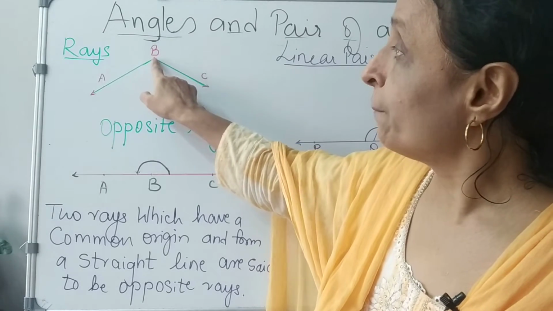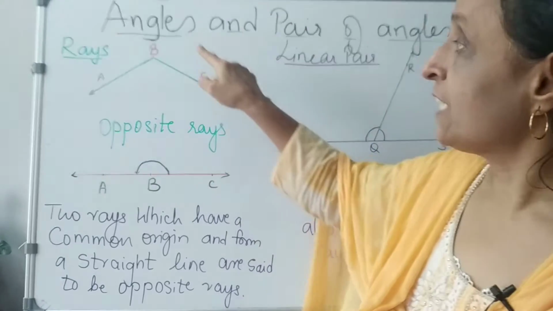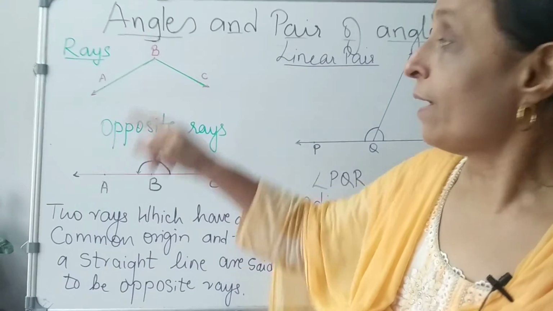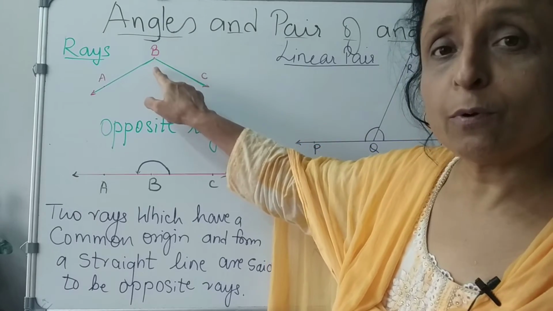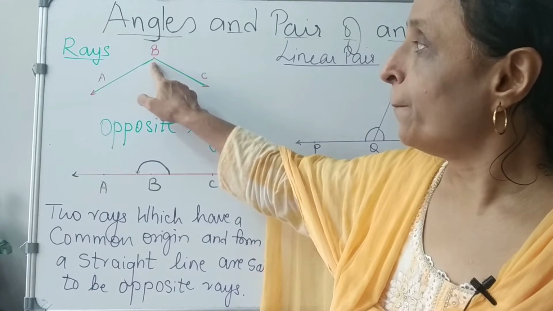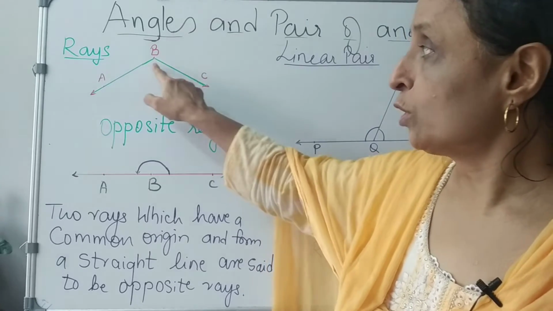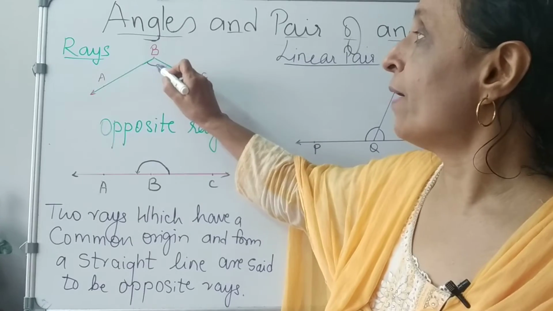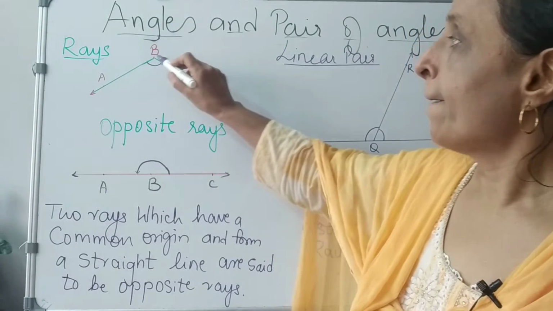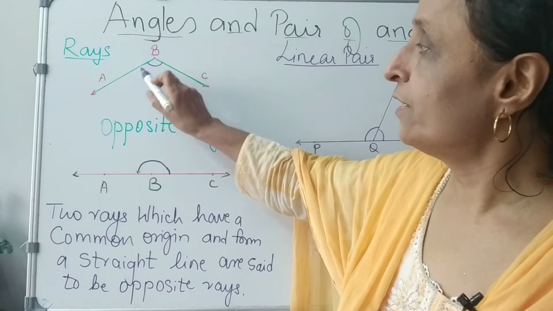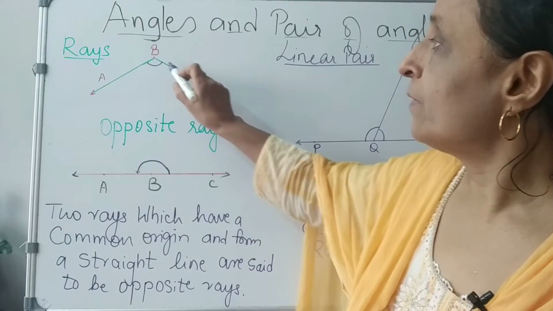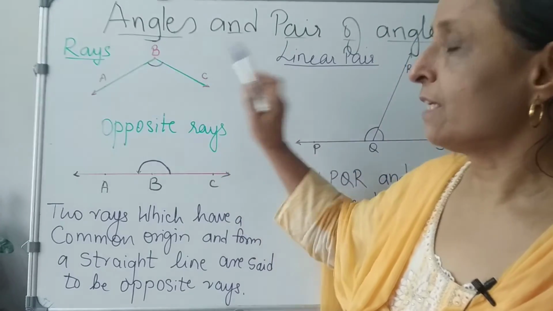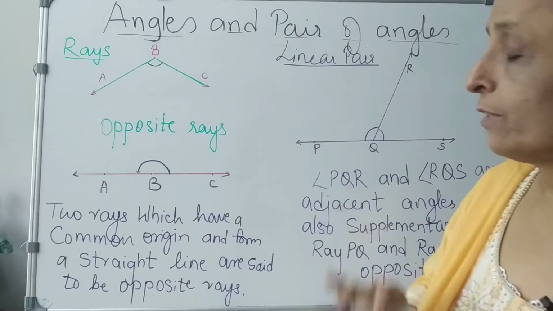So now this BA is a ray, BC is a ray. They show an arrow. They form an angle. They have a common point of origin, that is B. So BA and BC both are rays and they form an angle. You can see that it has formed an angle. These rays BA, BC have a common origin and they give out the arms. These are the arms of the rays BA and BC. I hope you have followed this.